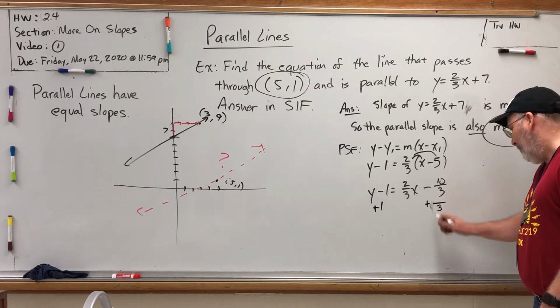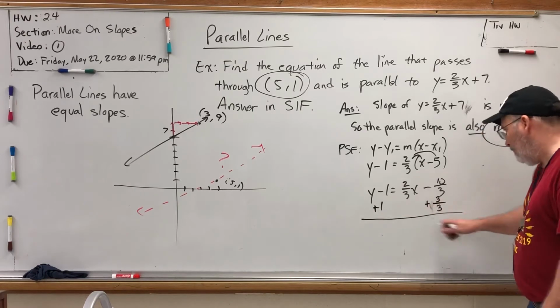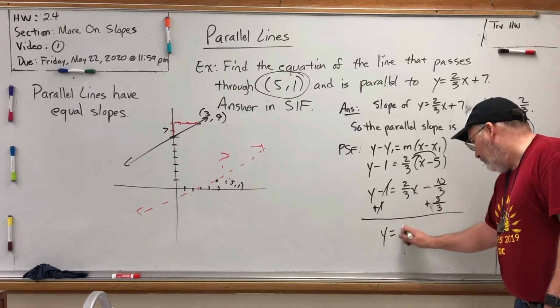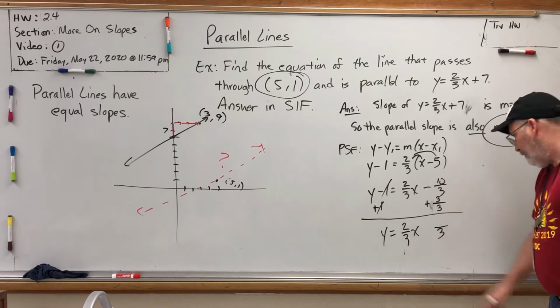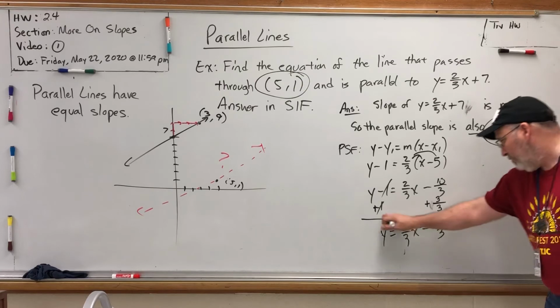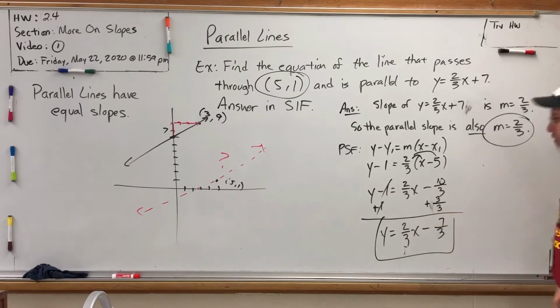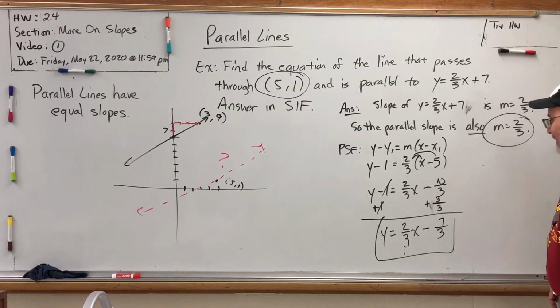I want a common denominator of 3. 3/3 is the same as 1. And we get y equals 2/3 x. I know it's thirds. -10/3 plus 3/3 is -7/3. So the line that is parallel to the given line that contains the point (5, 1) is y equals 2/3 x minus 7/3. And we can check that really easily.